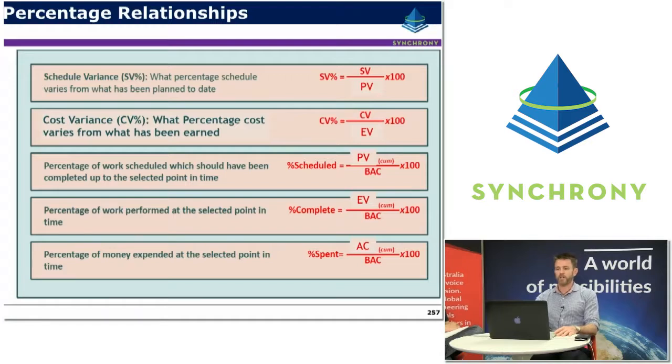The percentage of work scheduled, which should have been completed up to a particular point in time, is basically the planned value cumulatively divided by the budget at completion. And very similarly for the percentage of work performed, it's the earned value divided by the budget at completion, which tells you what percentage of the overall project you've completed. And once again, you can run a similar calculation for the money expended or actual cost to date at a point in time. It's your actual cost divided by the overall budget. A very, very simple ratio.